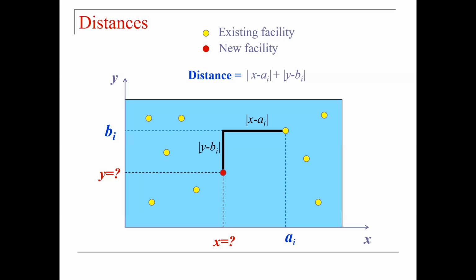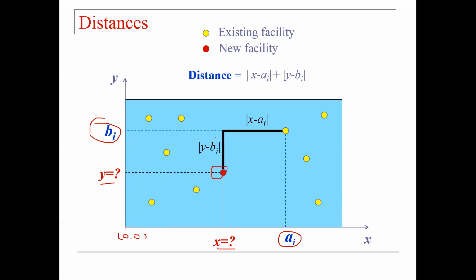Same thing for x. We have a_i, which represents the distance from the origin. Let's call this 0, 0. So we are measuring that distance. Same thing here, b_i for the y-axis. We want to estimate the distance from this new location to those existing facilities. We don't know that yet, we don't know where that location is going to be. That's why we have y equals question mark and x equals question mark.